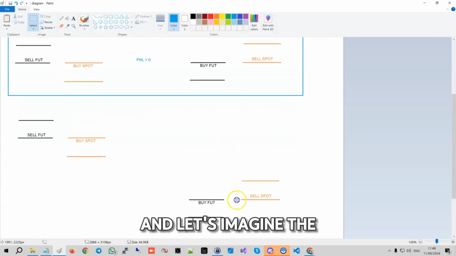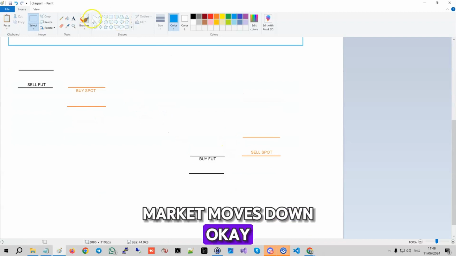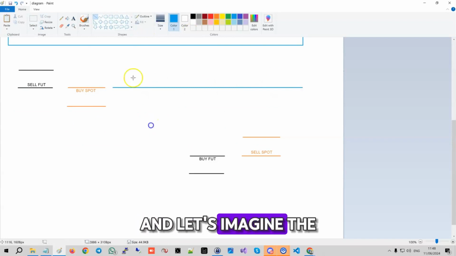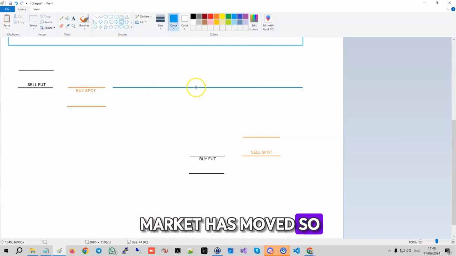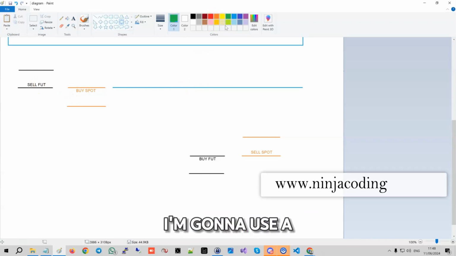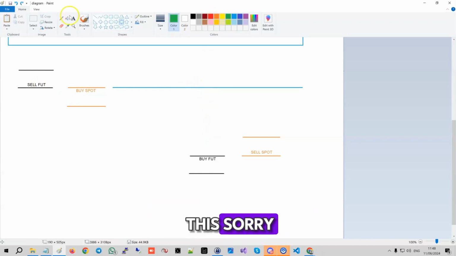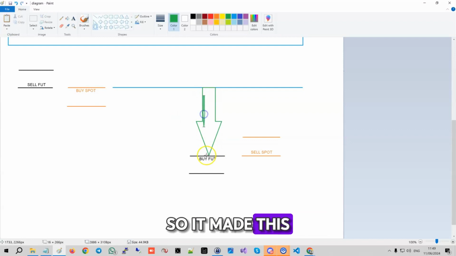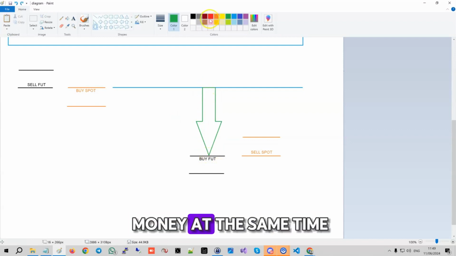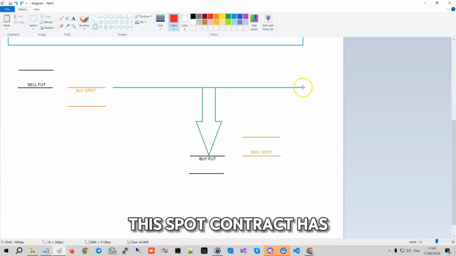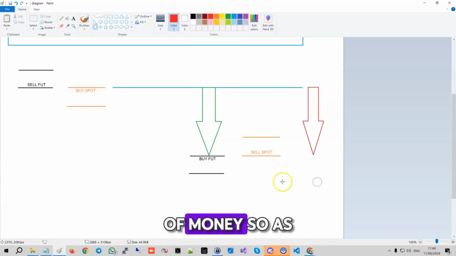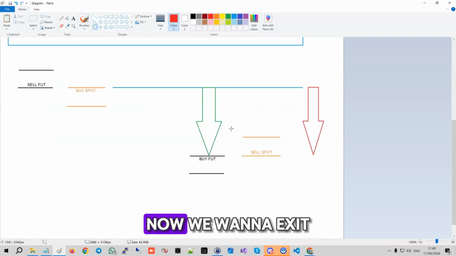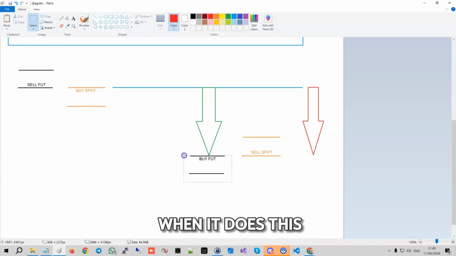And let's imagine the market moves down. Okay, so here's our entry price for both instruments. This is it, okay? And let's imagine the market has moved. So this futures, I'm going to use a green candle here because this futures contract has been making money. So it made this much money. It made this much money. At the same time, this spot contract has actually lost the same amount of money. So as you can see, that's why the P&L here is actually zero, okay? Now, we want to exit when it does this.